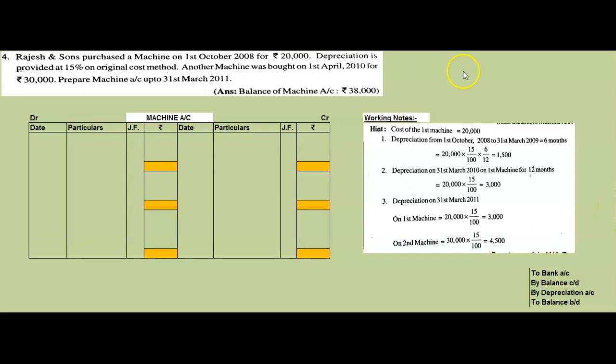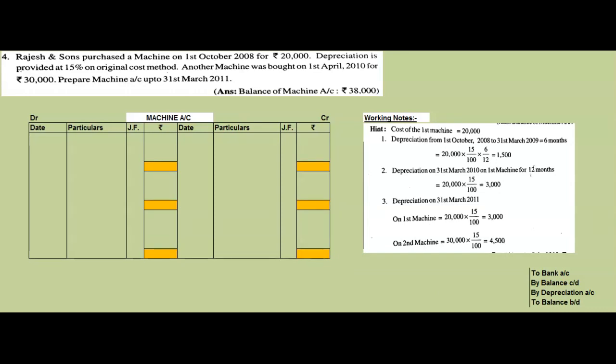Welcome, dear students. We are dealing with the topic depreciation accounts. Till now, we have seen problems on depreciation under straight line method.